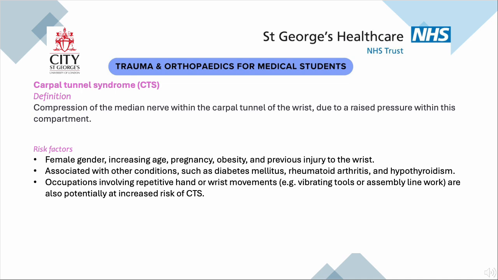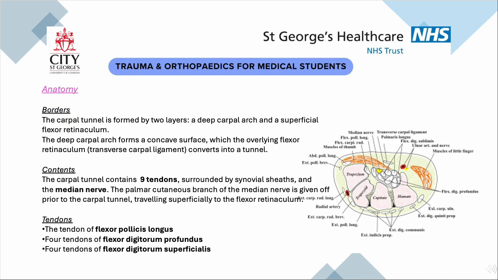You need to know a little bit about the anatomy. So it has some borders with a deep carpal arch, which forms a concave surface, which the overlying flexor retinaculum converts into a tunnel. It has 9 tendons with their associated synovial sheaths and the median nerve. The palmocutaneous branch of the median nerve is given off just before the carpal tunnel so that it doesn't go through the flexor retinaculum. So the tendons, for interest more than needing to know very much about it, you've got the flexor pollicis longus, the flexor digitorum profundus 4 tendons, and the flexor digitorum superficialis 4 tendons.